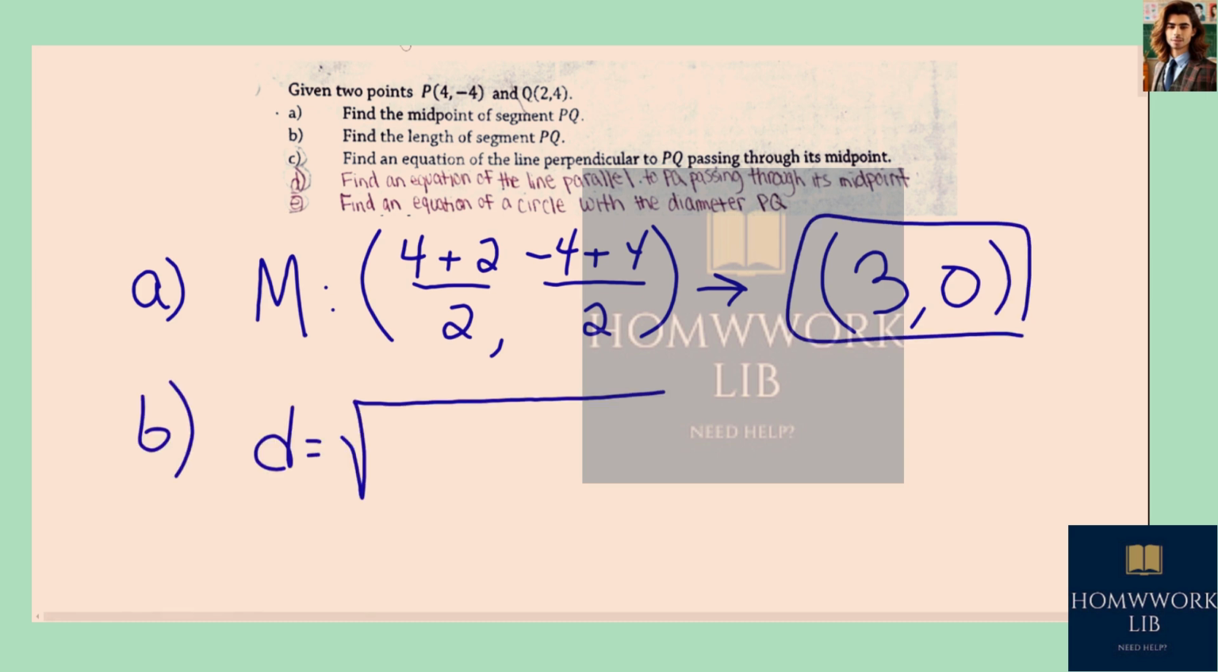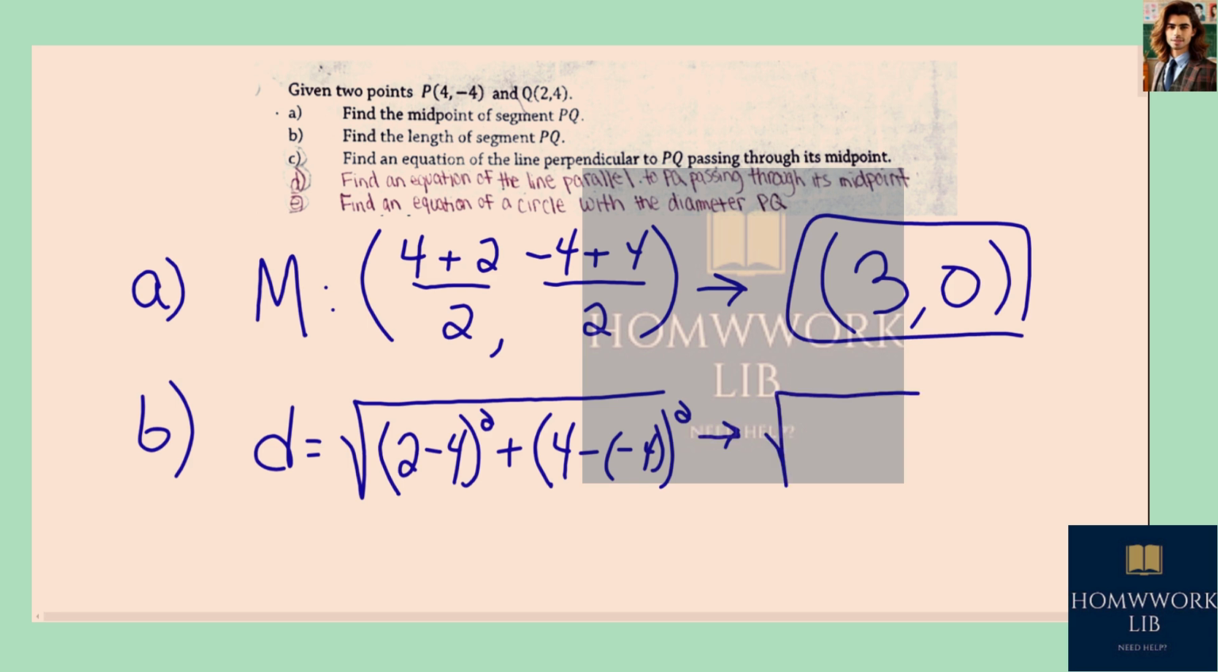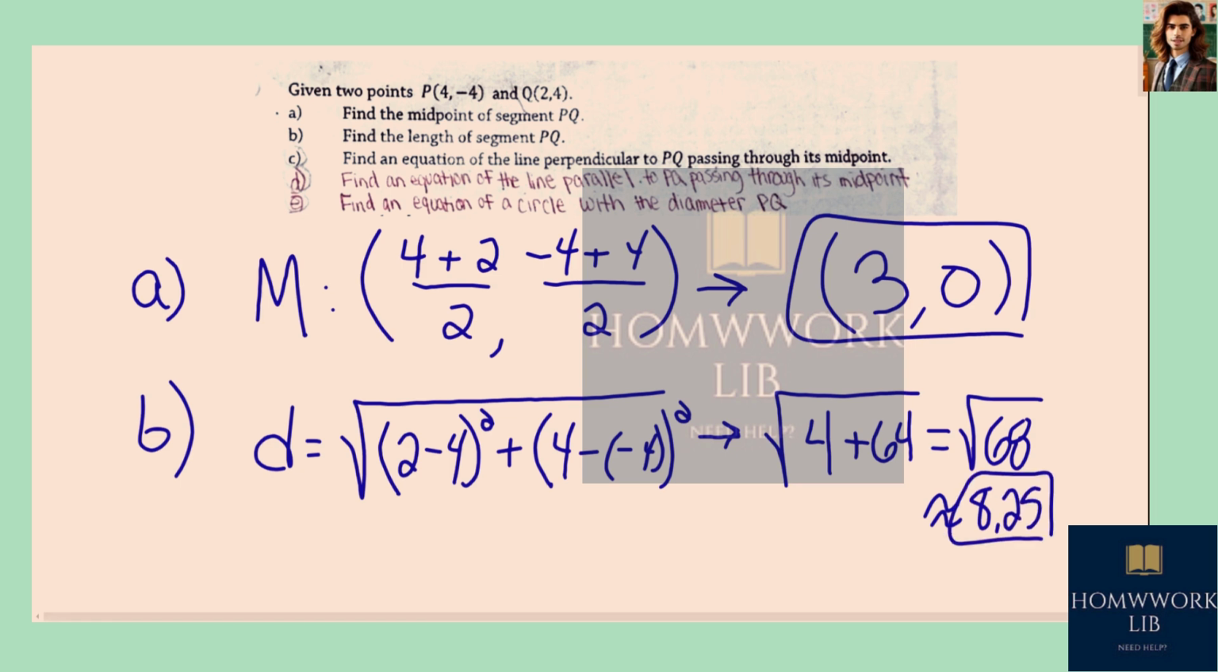The length, you can use the distance formula, the square root of the difference of your x coordinates, 2 minus 4, x2 minus x1 squared, plus the difference of your y coordinates, 4 minus negative 4 squared. And that would be negative 2 squared is 4, plus 4 plus 4 is 8, 8 squared is 64, and 4 plus 64 is 68. So it's the square root of 68 exactly, or about 8.25 if you're rounding. You might want to use the exact version though. It's totally up to you.